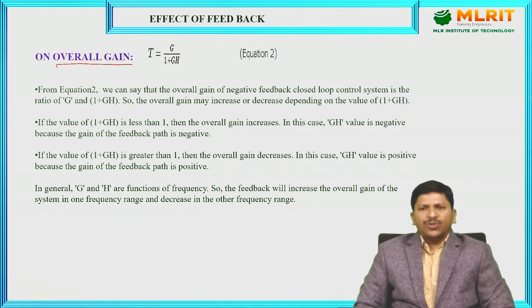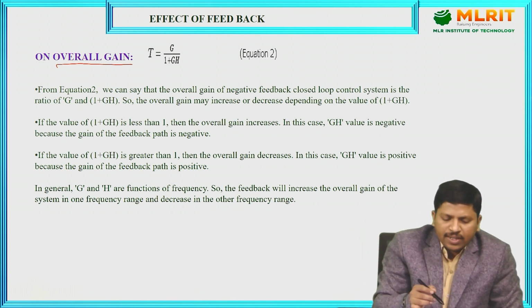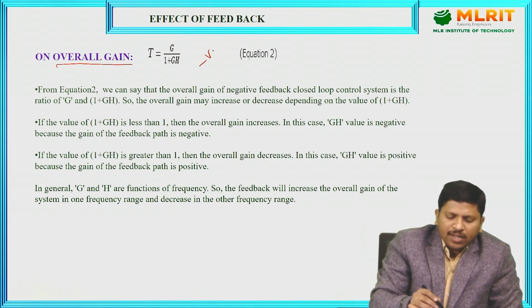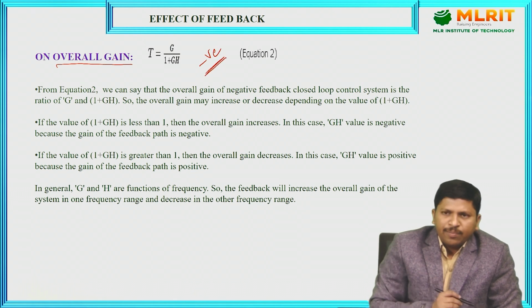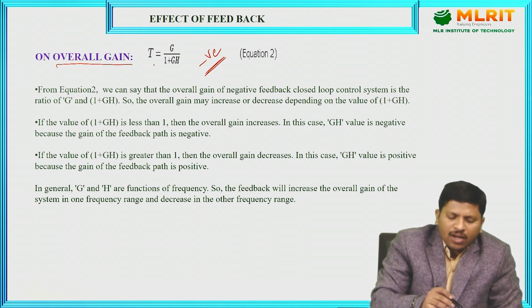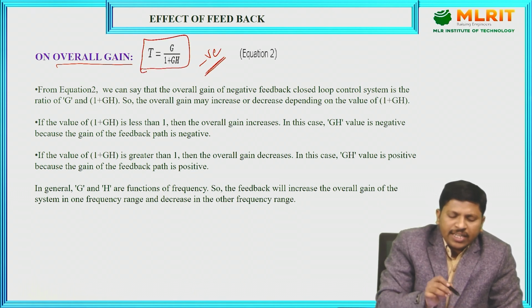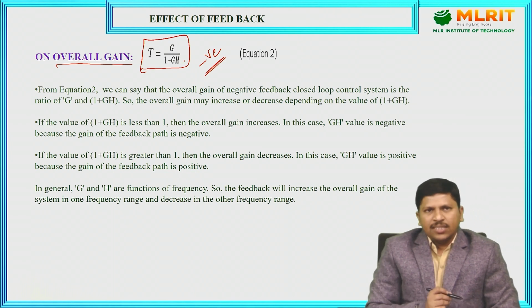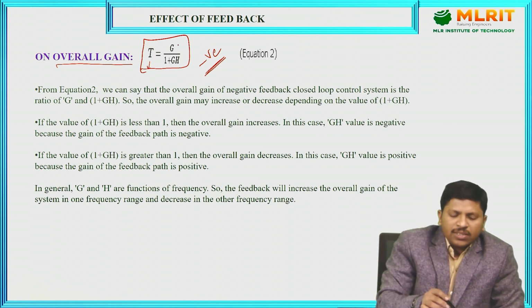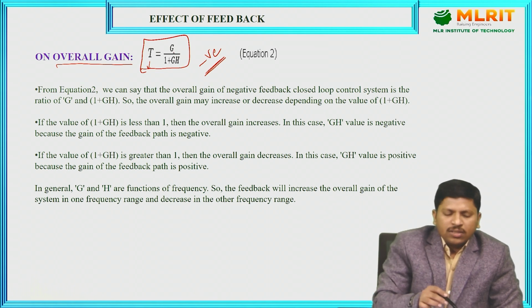Here I am going to consider the negative feedback control system. In a negative feedback control system, we get the overall transfer function T equals G by 1 plus GH. T is the overall transfer function, G is the open loop gain, and H is the feedback gain. Both G and H are functions in the frequency domain.